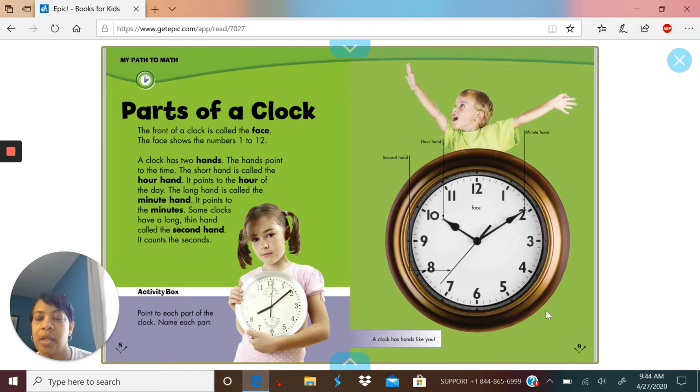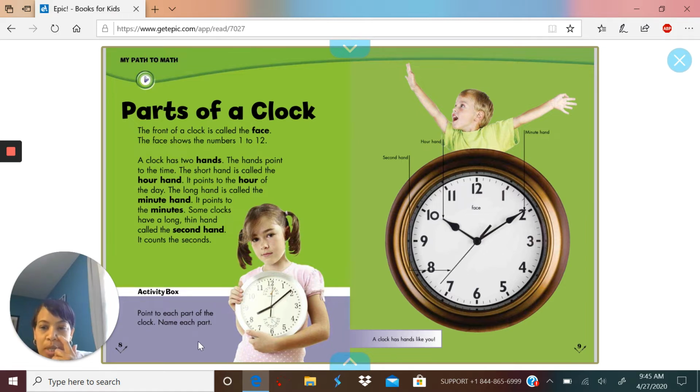Parts of a clock. The front of a clock is called the face. The face shows the numbers 1 to 12. A clock has two hands. The hands point to the time. The short hand is called the hour hand. It points to the hour of the day. The long hand is called the minute hand. It points to the minutes. Some clocks have a long, thin hand called a second hand. It counts the seconds.